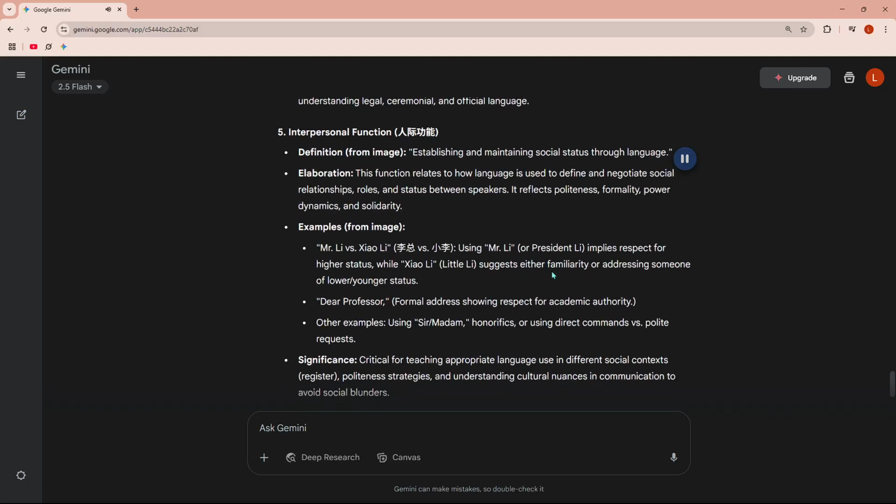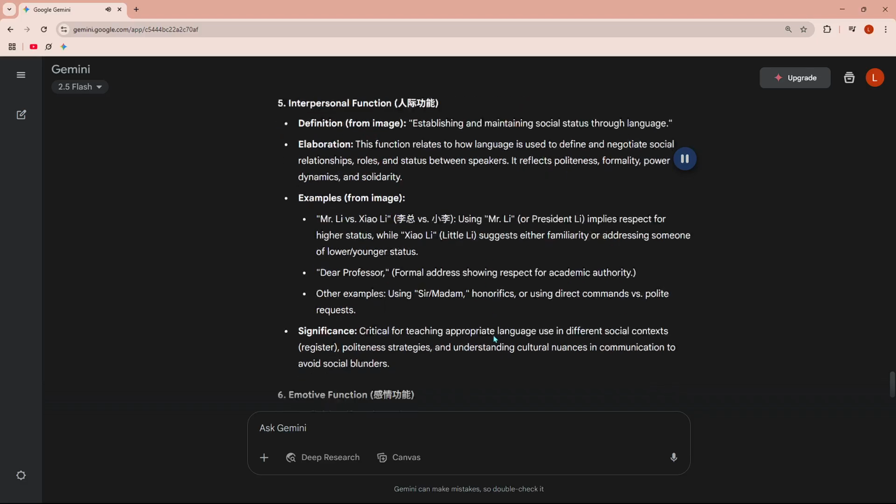Mr. Li versus Xiao Li, Li Zong versus Xiao Li, using Mr. Li or President Li implies respect for higher status, while Xiao Li, Little Li, suggests either familiarity or addressing someone of lower, younger status. Dear Professor, formal address showing respect for academic authority. Other examples, using Sir, Madam, honorifics, or using direct commands versus polite requests.